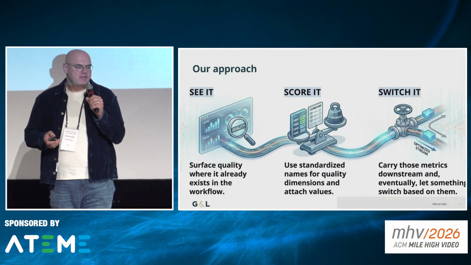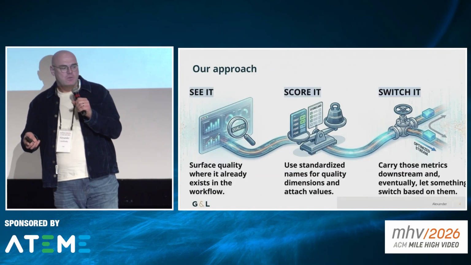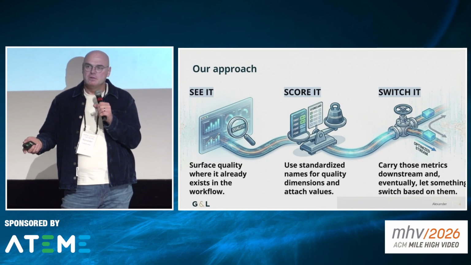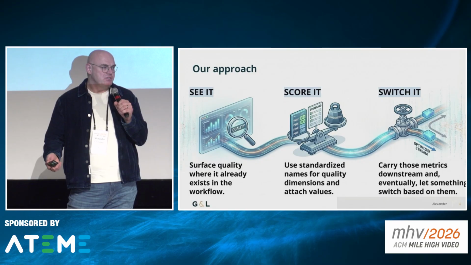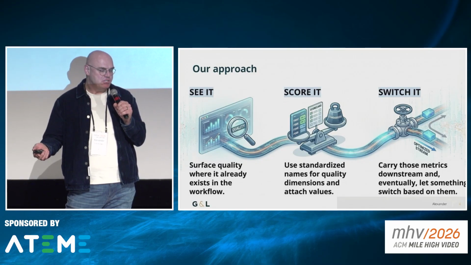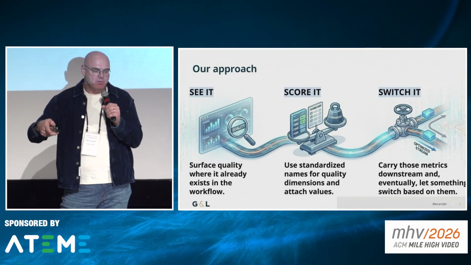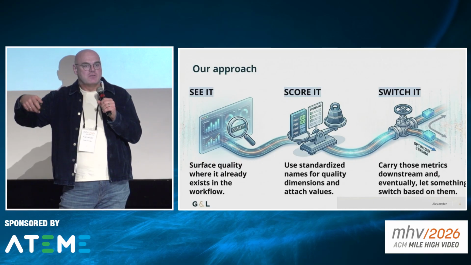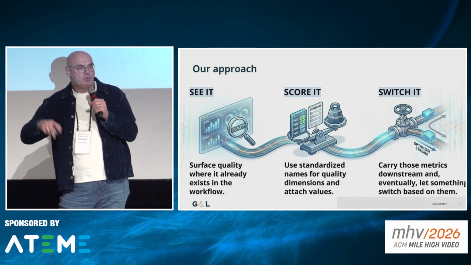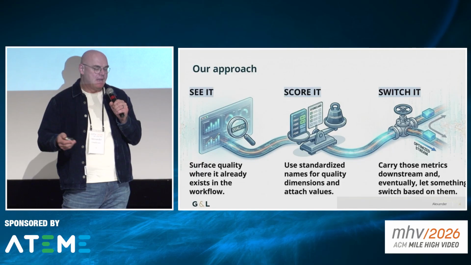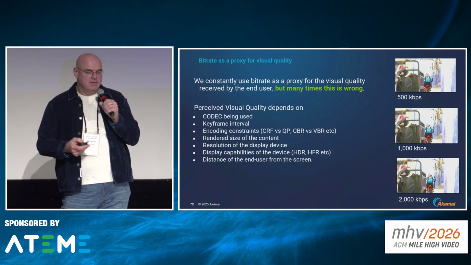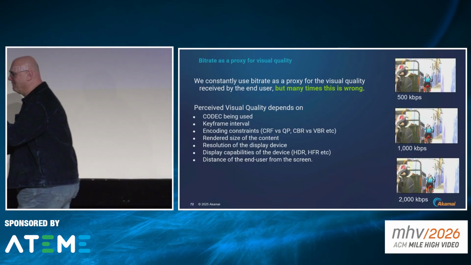So what we are trying to achieve is we want to surface the quality where it already exists in the workflow. We want to use standardized names for the quality dimensions and the values that they're attached to. And then we want to carry those metrics downstream so that other systems can report on them in a standardized way or can make decisions on them. And the theory behind that, I hand over to Will again.